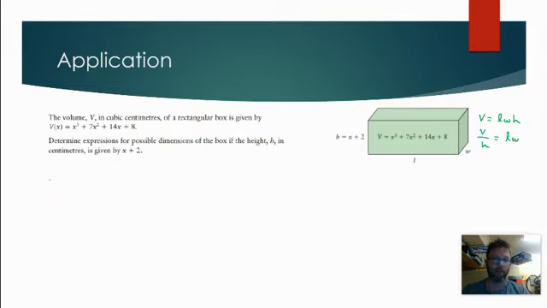So let's do that. Let's divide x plus 2 into this cubic polynomial, x cubed plus 7x squared plus 14x plus 8.